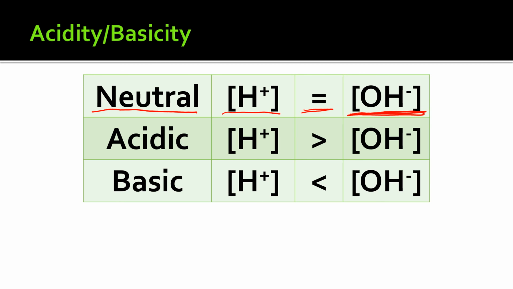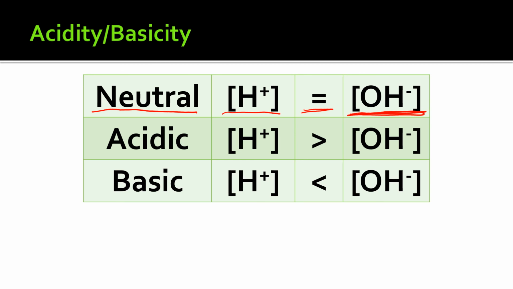Neutral means that the concentration of hydrogen ion is equal to the concentration of hydroxide ion, just as we saw on the previous slide with the graphic. In the middle, there are equal amounts. Then, with acidic, we know that there is more hydrogen ion concentration than the concentration of hydroxide ion. Remember, even at a low pH, there are still some hydroxide ions in solution. The same is true for basic with hydrogen ions.